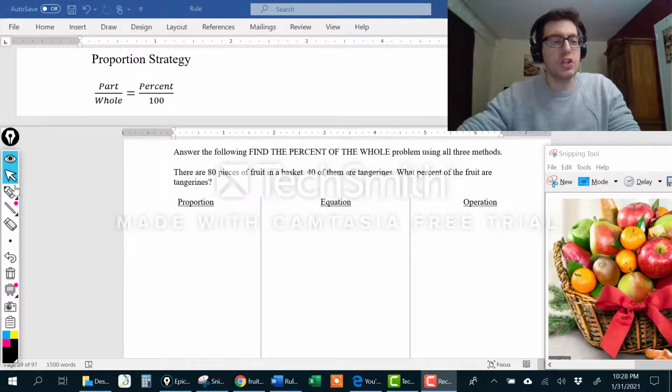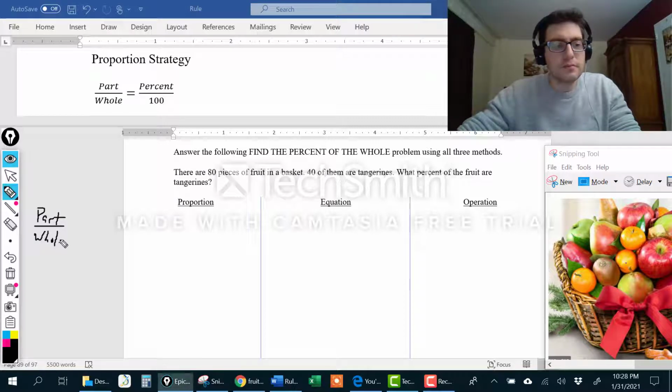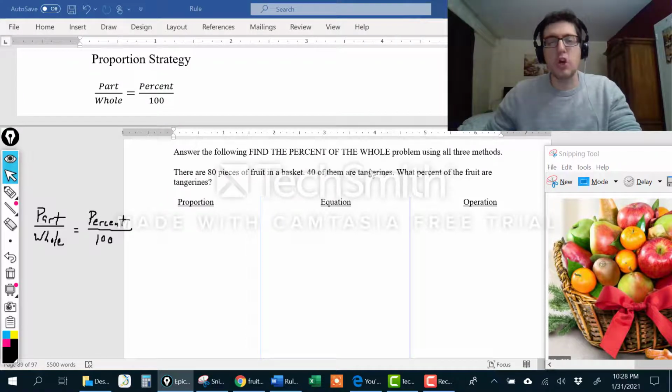For the proportion strategy, we're just going to write what I already wrote over here. Part over whole equals percent over 100. Oh, I forgot to read the problem. Let's do that. There are 80 pieces of fruit in a basket. 40 of them are tangerines. What percent of the fruit are tangerines?